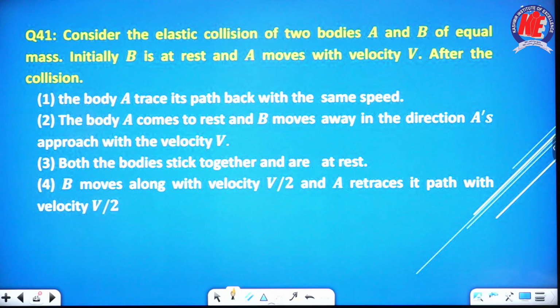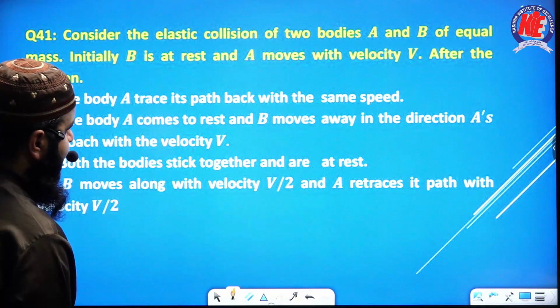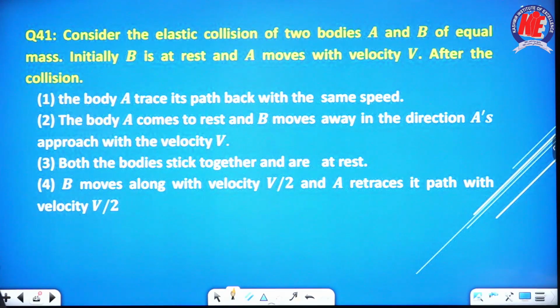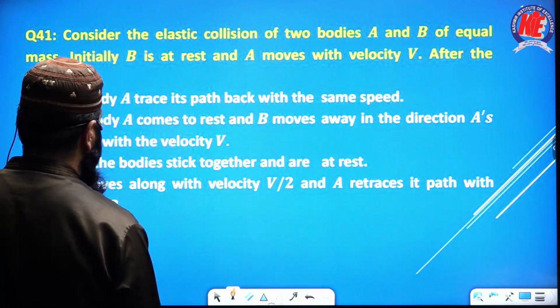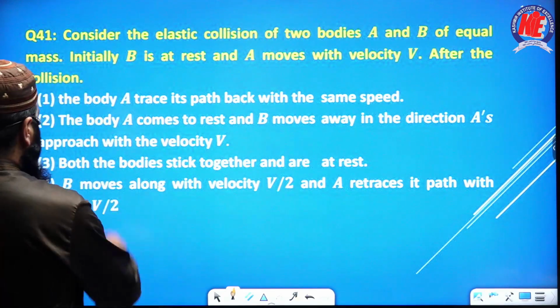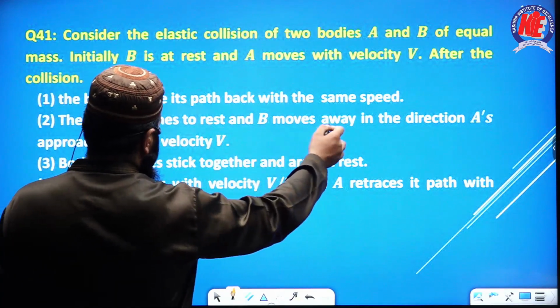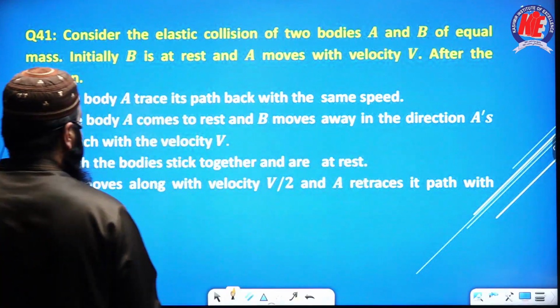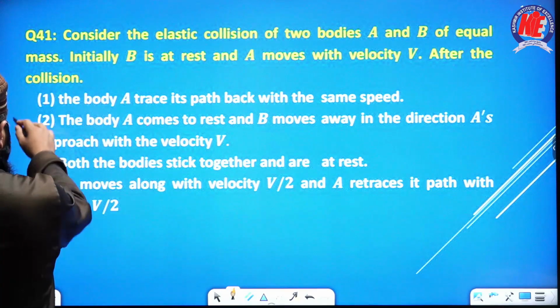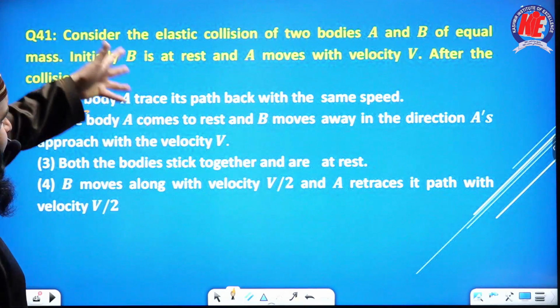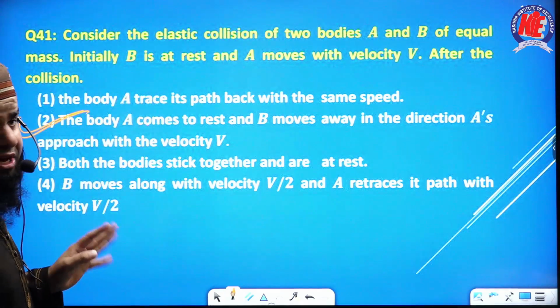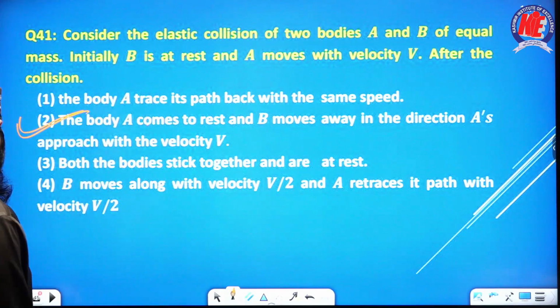Next one. Consider the elastic collision of two bodies A and B of equal mass. Equal mass, exchange of velocity. Initially B is at rest and A moves with the velocity V. After the collision, the body A comes to rest and body B moves away in the direction of A's approach with the velocity V. Absolutely right. After collision, they will just exchange their velocities.